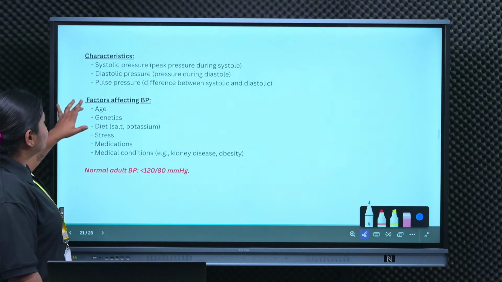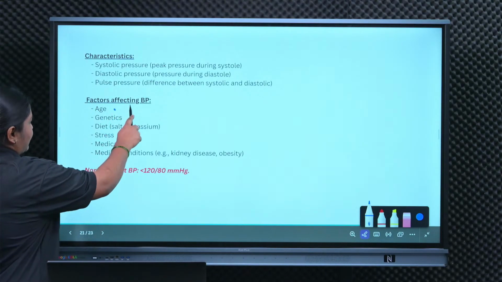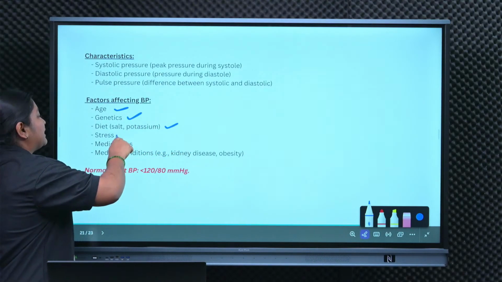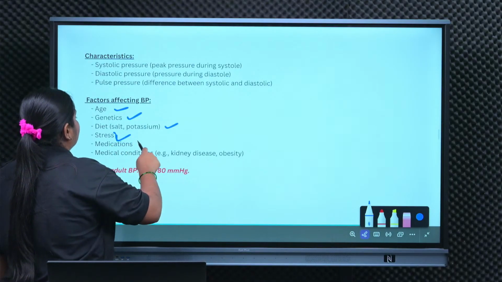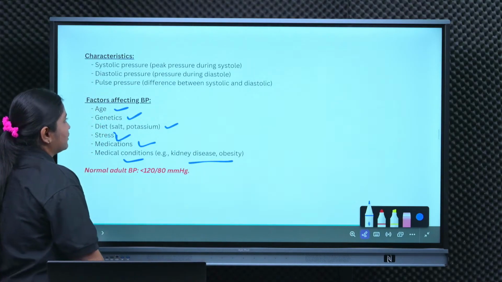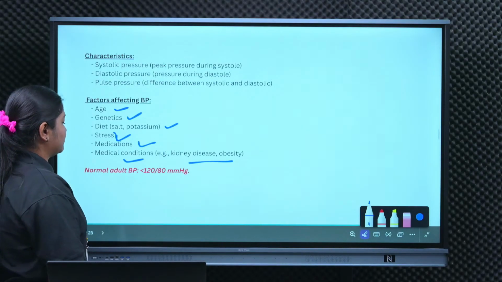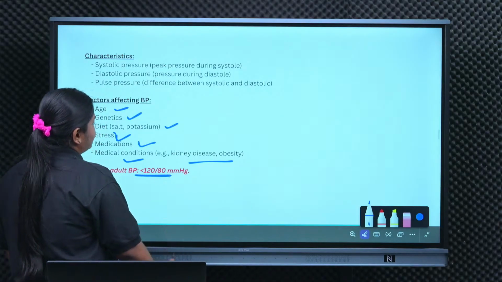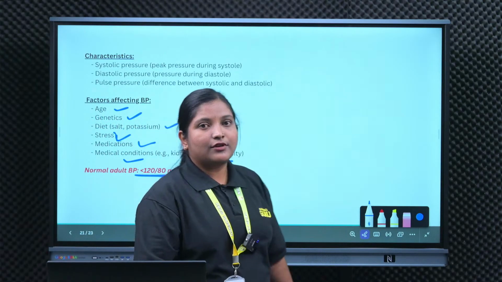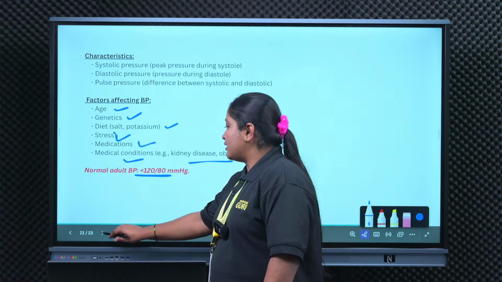So the next one is factors affecting the BP. Age, genetics, diet, high salt and high potassium are going to increase the blood pressure. Then stress, medications, and medical conditions like kidney disease or obesity will also lead to hypertension, which is high blood pressure. The normal BP is 120 by 80. Less than 120 by 80 is also normal. So the normal BP is 120 by 80.